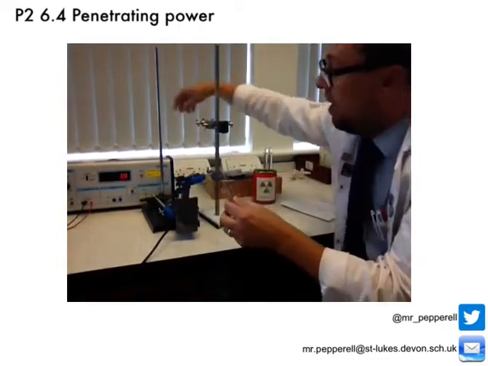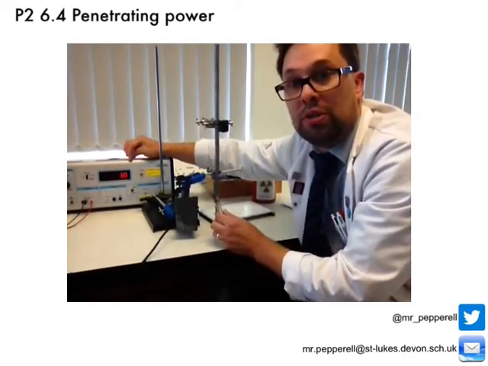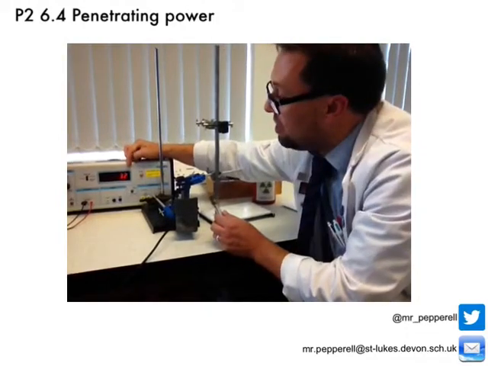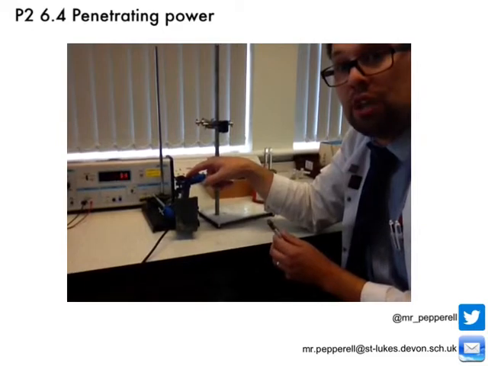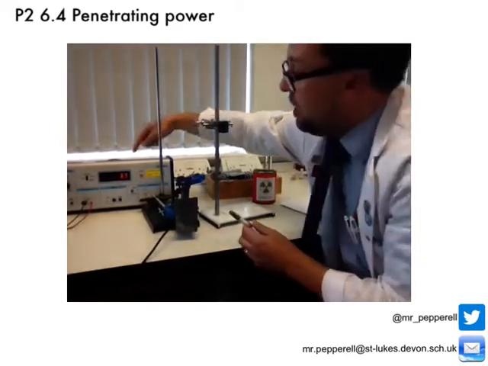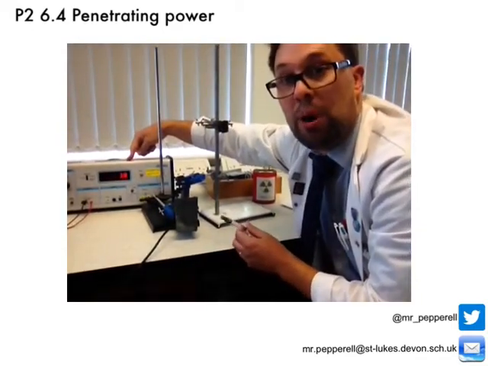Now if we have a look over here, this is our Geiger counter, and you can just about make out those numbers there. We can see that the background radiation is being picked up by the actual counter tube, which is just here. And each time this number ticks up, that means another particle's been detected.